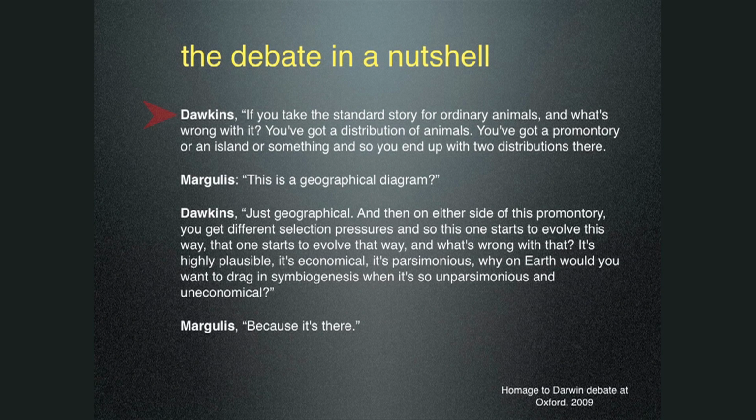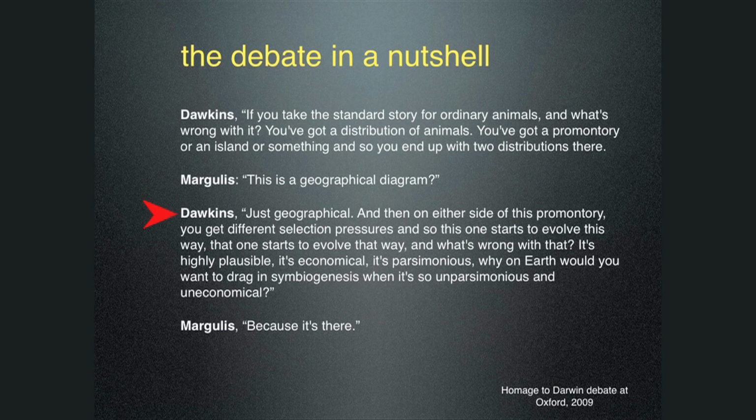So this is a little exchange between Richard Dawkins and Lynn Margulis at this 2009 Homage to Darwin debate at Oxford University. And Dawkins says, if you take the standard story for ordinary animals, what's wrong with it? You've got a distribution of animals, you've got a promontory or an island or something, and so you end up with two distributions of animals. And Lynn asks him if this is a geographic example, and he says yes. Just geographical. And then on either side of this promontory, you get different selection pressures, and so this one starts to evolve this way, and that one starts to evolve that way. And what's wrong with that? It's highly plausible, it's economical, it's parsimonious. Why on earth would you want to drag symbiogenesis in when it's so unparsimonious and uneconomical? And Lynn answers, because it's there.